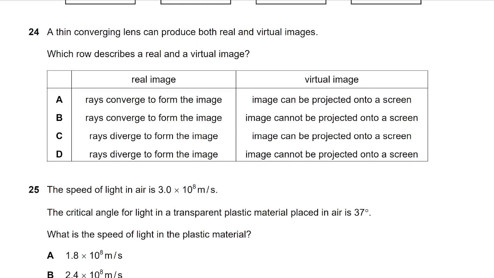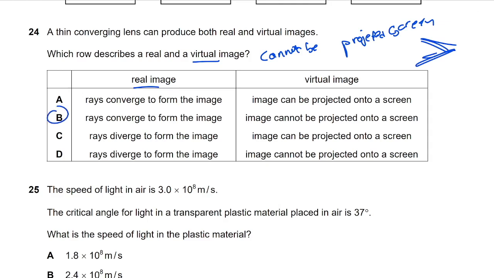Number 24, it says a thin converging lens can produce both real and virtual images. Which row describes a real and a virtual image? Now, a virtual image. Okay, what's the definition of a virtual image? The definition of a virtual image is that it cannot be projected on screen. And the definition of a real image is it can be projected on the screen. Okay. And to form a real image, they converge. Converge is join, right? They converge to form an image. So the answer would be B.